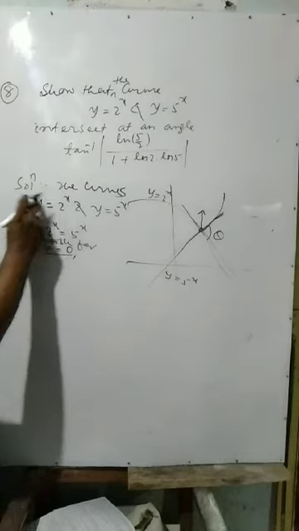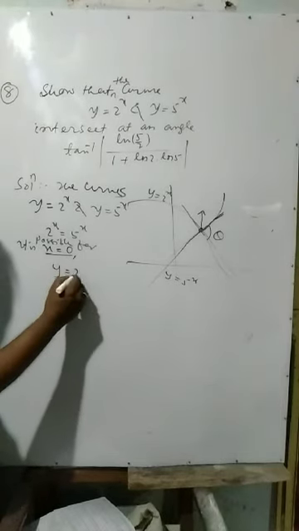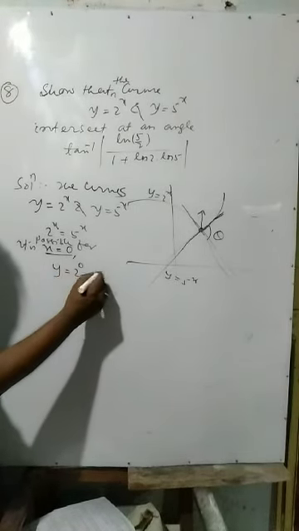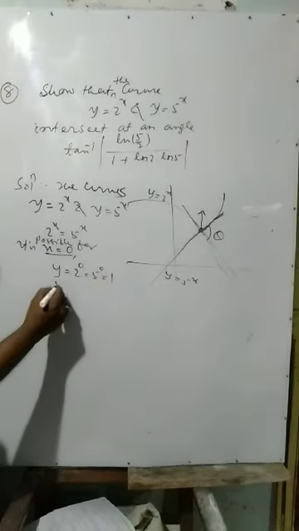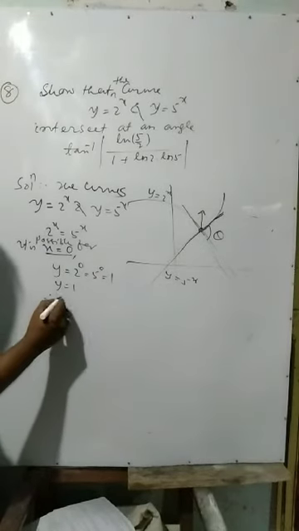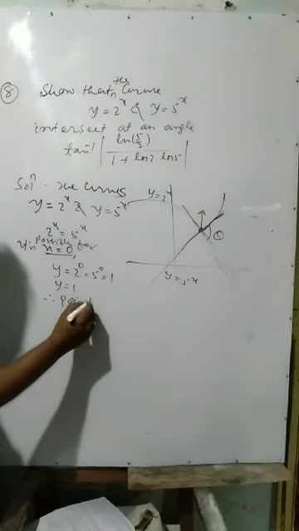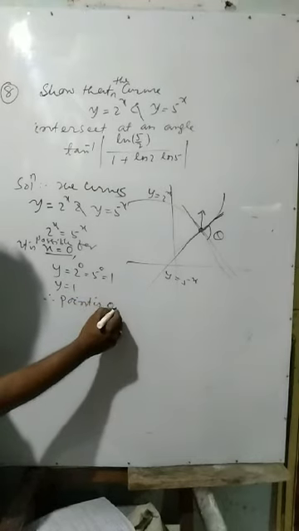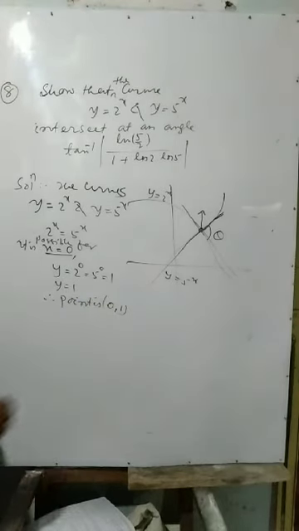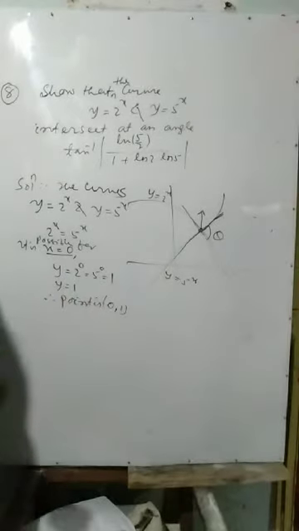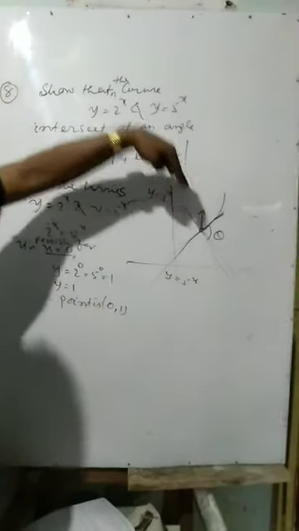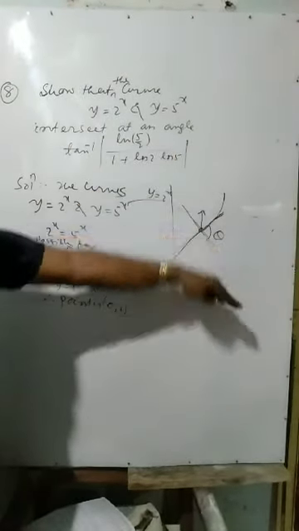Put x equal to 0: y equals 2 to the power 0 or 5 to the power 0. Both are equal to 1. Therefore y equals 1, and the point is (0, 1). Now we will find the slope.